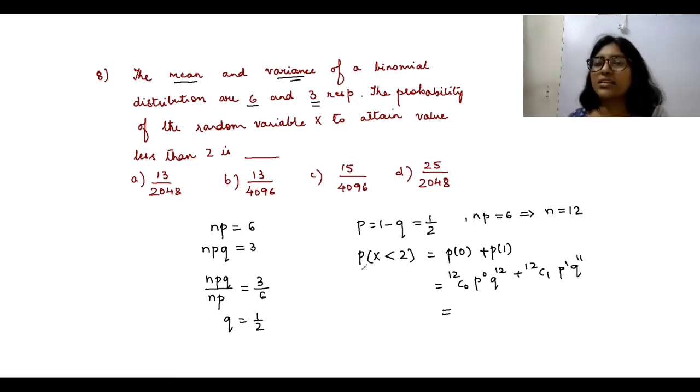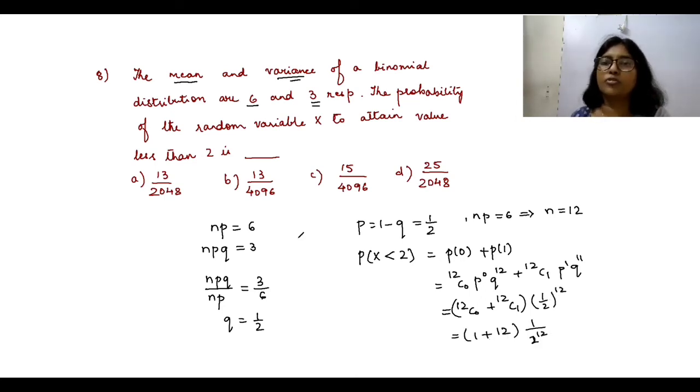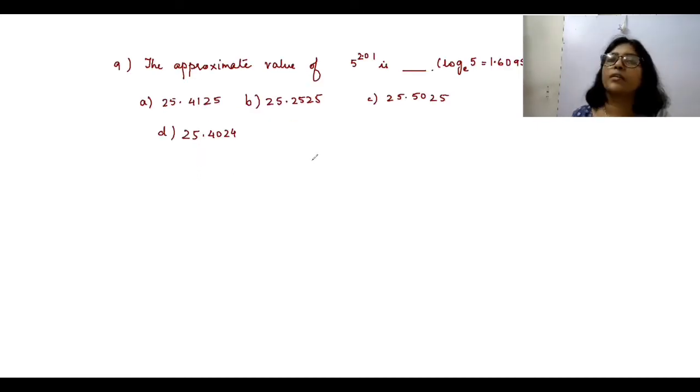But in questions like this, when the value of P and Q is half, it will always come as half raised to 12. So we're going to take that common. Half raised to 12 common. So that's 13 upon 4096. That is the value of 2 raised to 12.